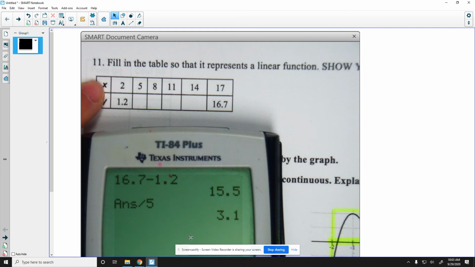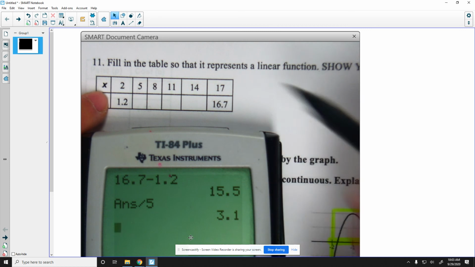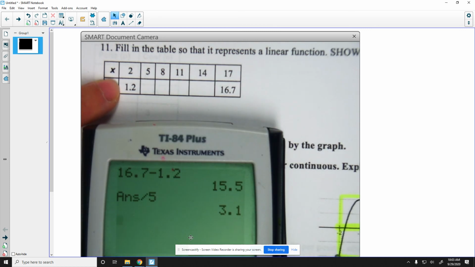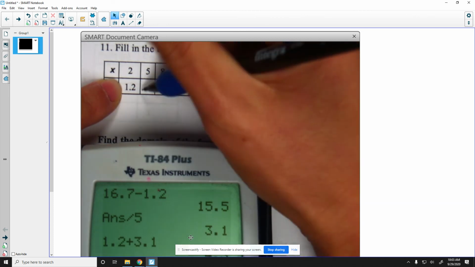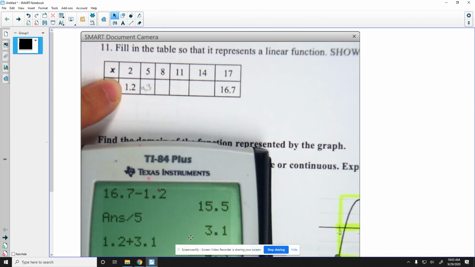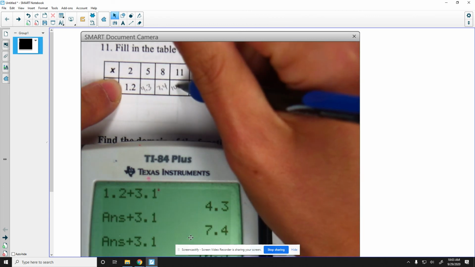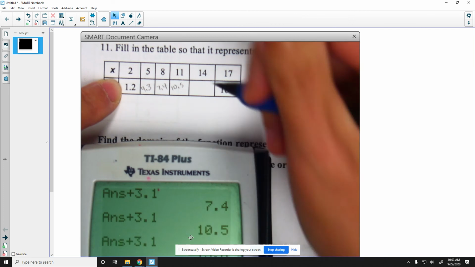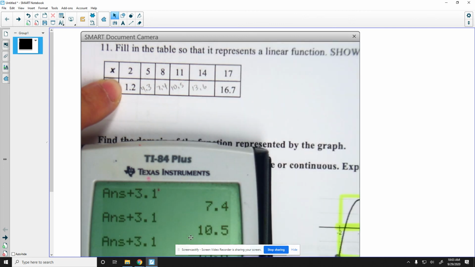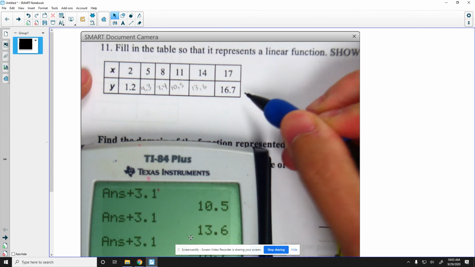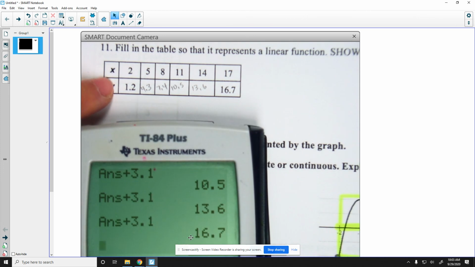No, because you add 3.1 to 1.2 and then add 3.1. Okay, so you're adding 3.1, adding 3.1, adding 3.1, adding 3.1, and hopefully that'll get to 16.7. Let's try. 1.2 plus 3.1 is 4.3. Then 4.3 plus 3.1 gives me 7.4, plus 3.1 gives me 10.5, plus 3.1 gives me 13.6, plus 3.1 gives me 16.7.